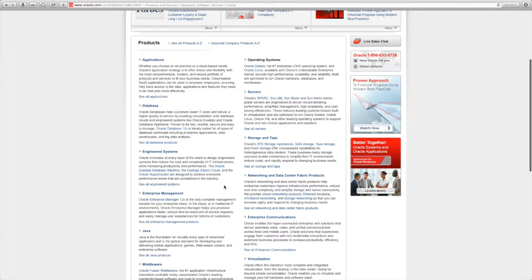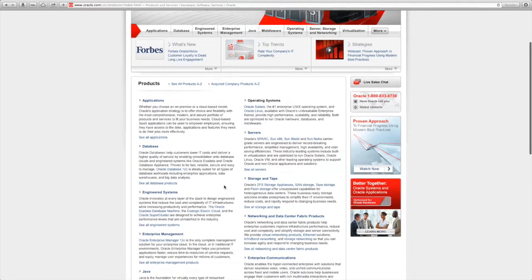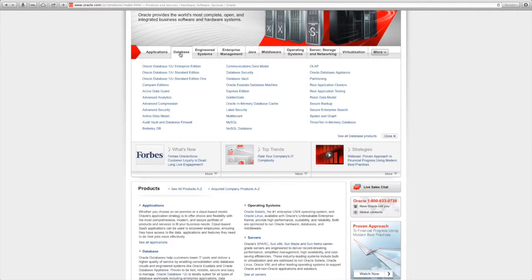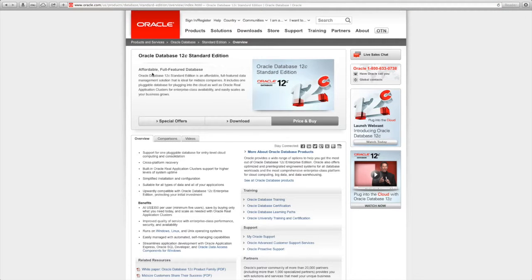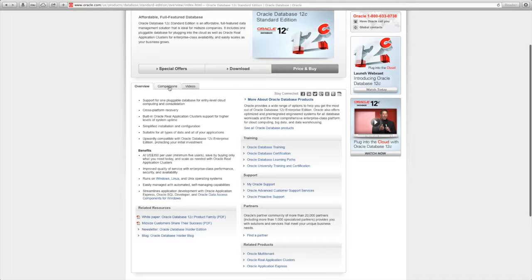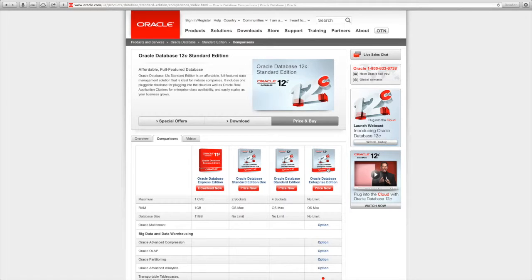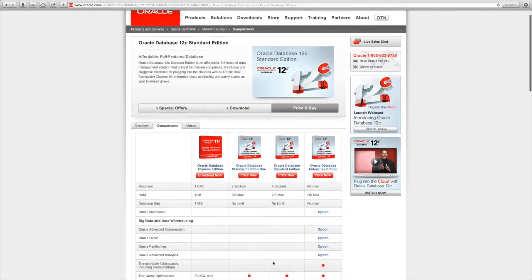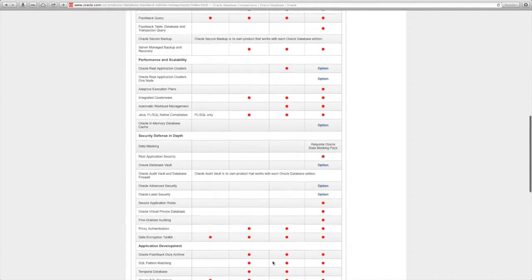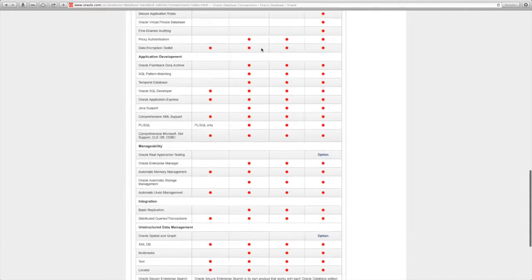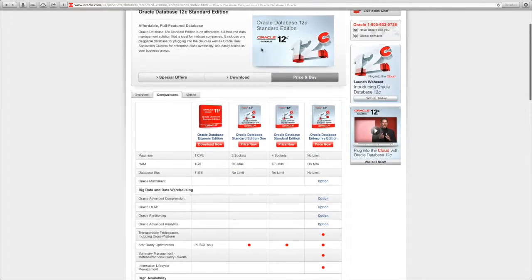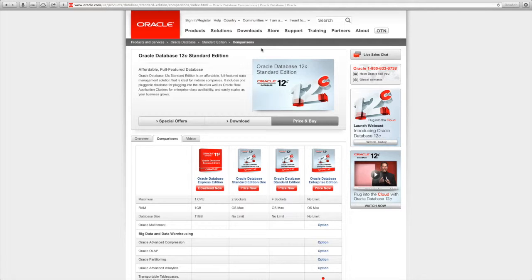In terms of determining what, let's just pick one. We'll go to database. We'll just choose standard edition, which is more of a personal kind of competitor with Access. They have an overview, and notice here we have comparisons, and they're going to compare themselves to their own products, to help determine what is the best thing for me, not really comparing to competitors. But you get some pretty good information here in terms of what kind of features they have.